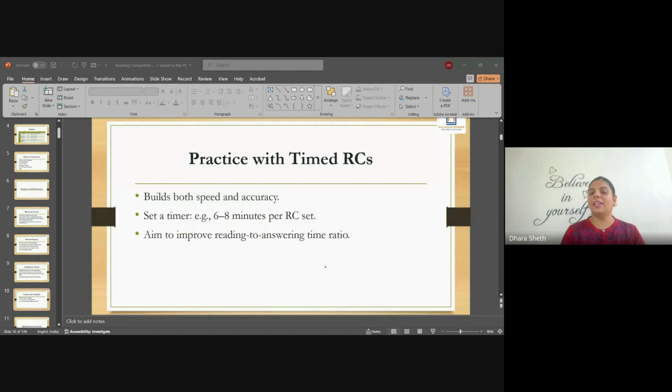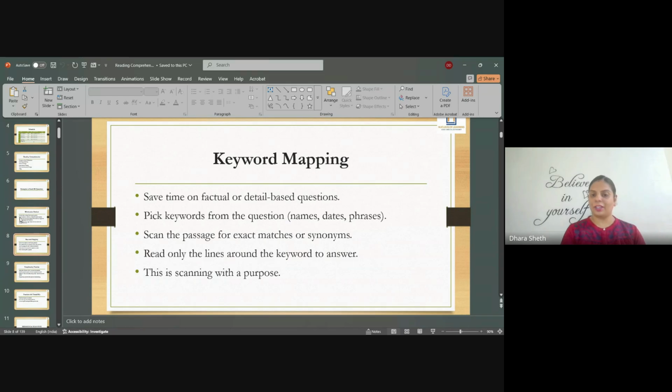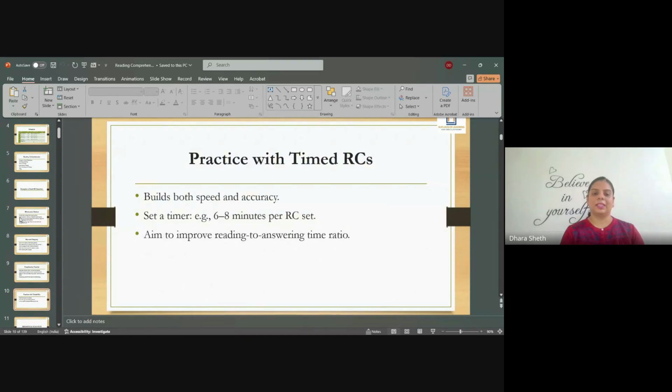So when you aim to improve your reading to answering time ratio, you need to set a timer of 8 minutes and see if you can solve the passage or not. There are a lot of practice reading comprehension passages available online. Just try solving those, timing yourself with 8 minutes and see how many questions you are able to solve, whether you are able to read the passage and solve the questions, and what your accuracy is. Speed and accuracy, both of them are important. So these are the common ways in which we can practice reading comprehension questions. Eliminate the options which you think are wrong. Map the keywords for factual questions and read only the lines around those keywords. Paraphrase the meaning of the statement and practice with timed reading comprehension passages.